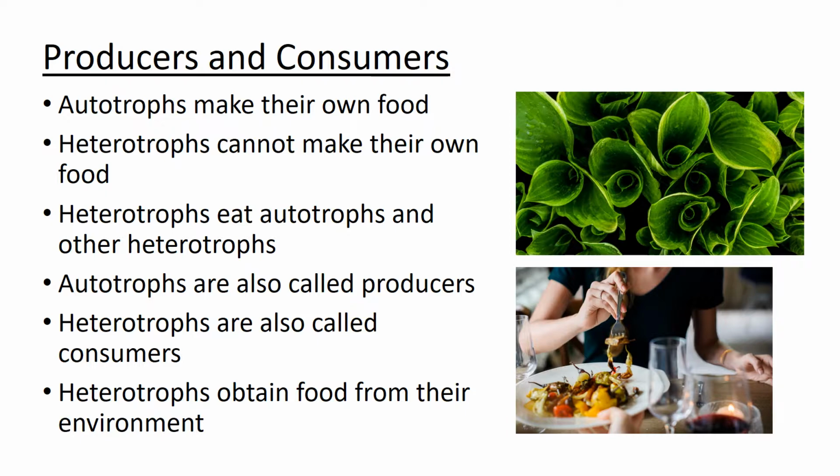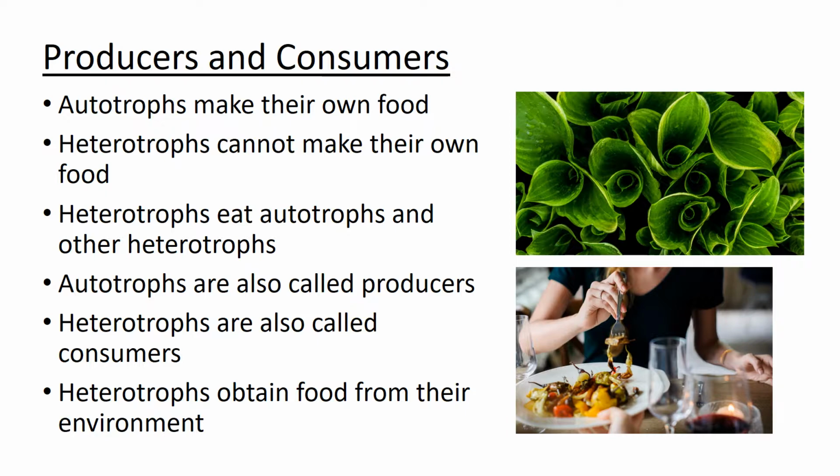Autotrophs are also called producers, and that's because they produce food for themselves, they can make food, and they also produce that food for other organisms, because other organisms are going to eat the autotrophs. Heterotrophs are also called consumers. They can't produce food, they have to consume other organisms for their food.